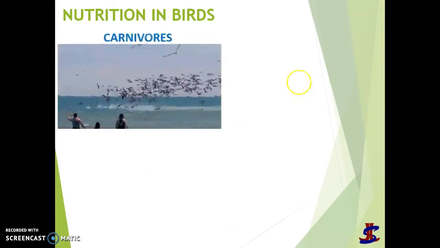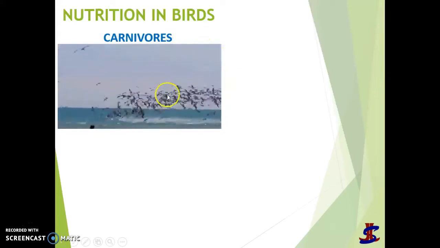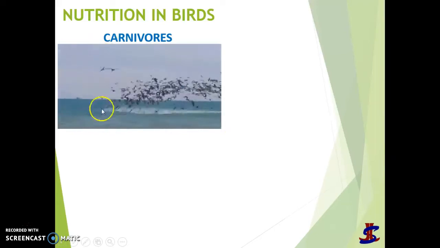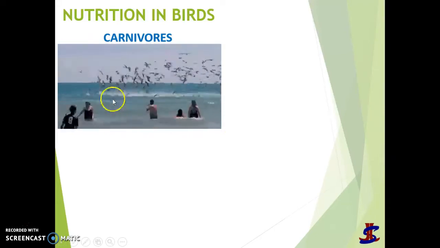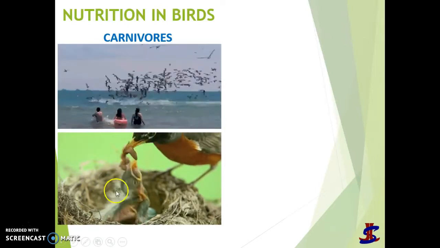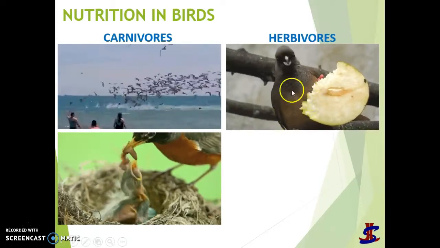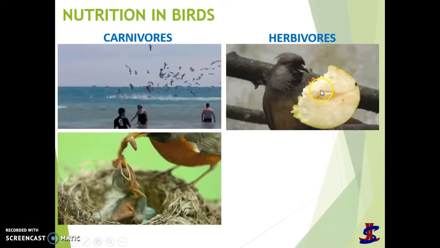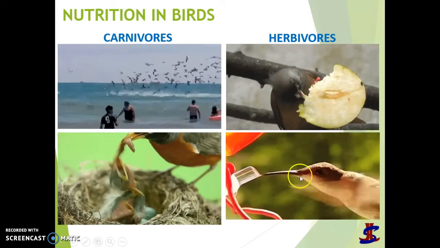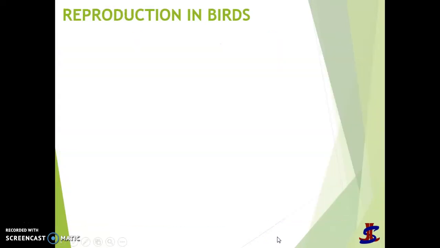Nutrition in birds. We have some birds which are carnivores, some eat fish, some eat meat, other vertebrates. Here you see this flock of birds catching fish in the water. Other birds are insectivores, so they eat insects. And then you have herbivore birds also, which eat fruit, or like hummingbirds, they can eat nectar. You see this one using its tongue here for picking up the nectar.